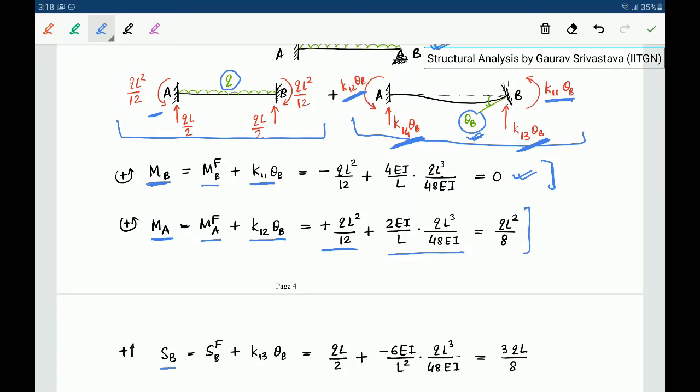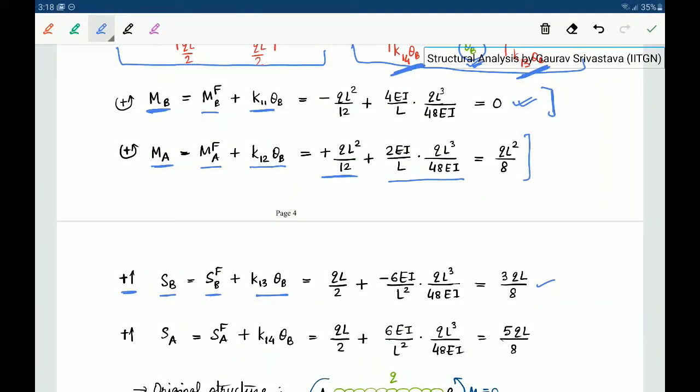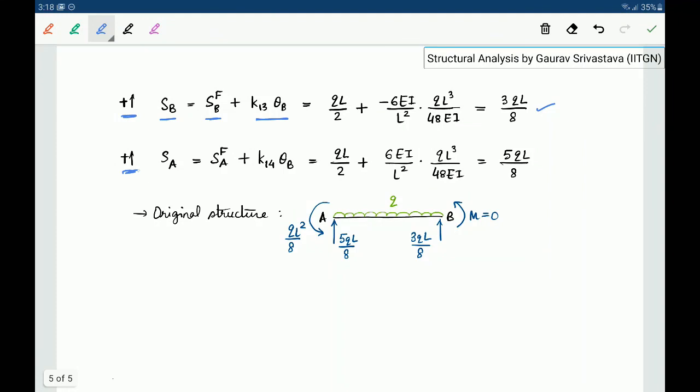Similarly, we can calculate the shear force or the vertical reaction at point B. This will be the fixed end shear force at B plus K13 times theta B, so that comes out to 3QL by 8, right? And here we have considered an upward positive sign convention. Similarly, we can calculate the reaction at A to be 5QL by 8. So basically now we can show all the induced moments and reactions at the supports for the original structure. And once we know this, then we can draw the shear force and the bending moment diagram.